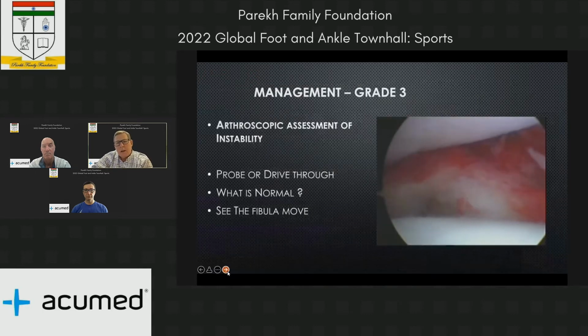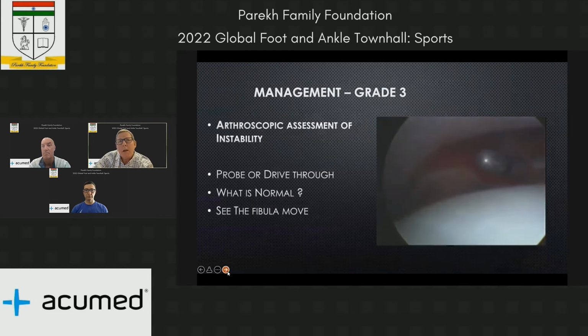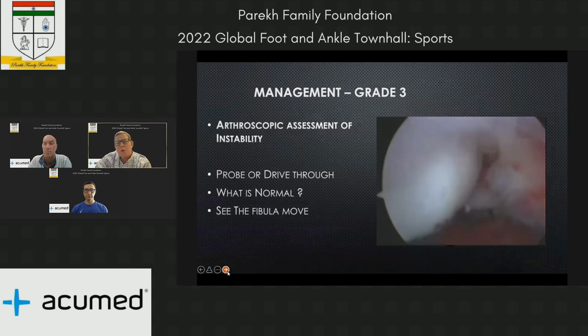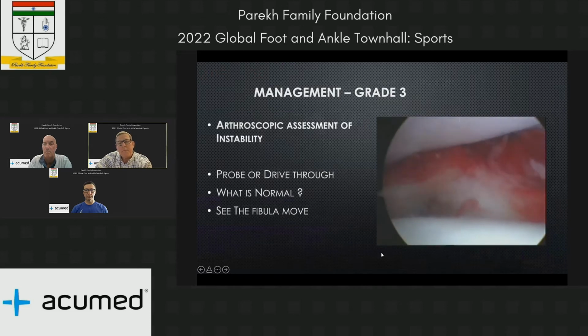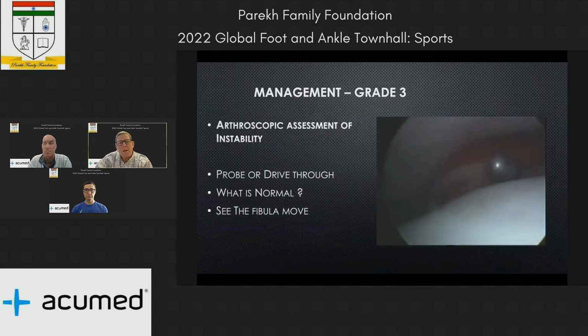But what I'm essentially talking about is the grade 3 injuries. People describe a probe or a drive-through test. Kim Slater, who's one of our more senior surgeons that does a lot of sports stuff, we talked about using the blade of the arthroscopy probe, which is about 3 to 4 mil, and there's a drive-through test with a 4.5 chondrotome.